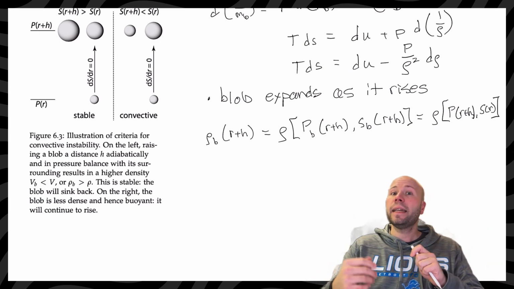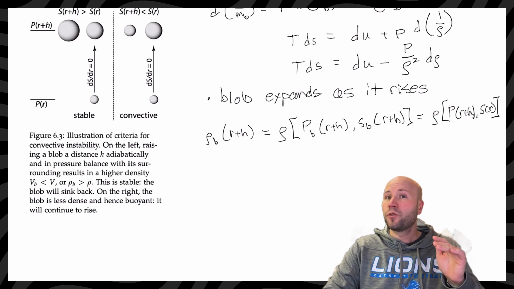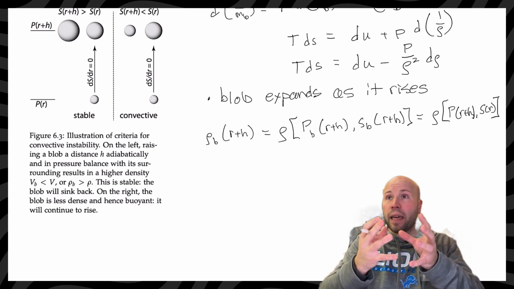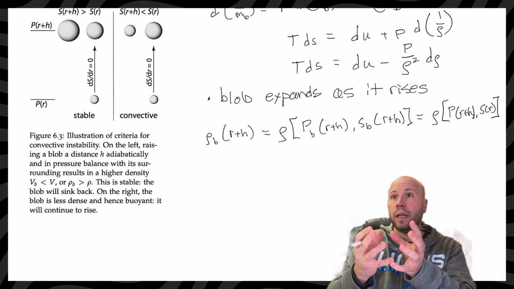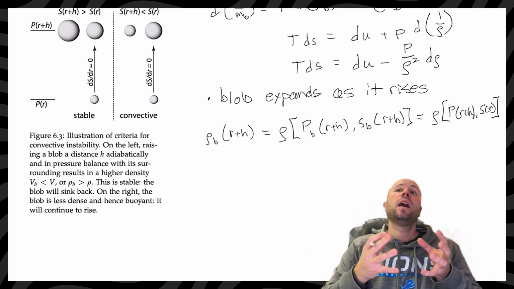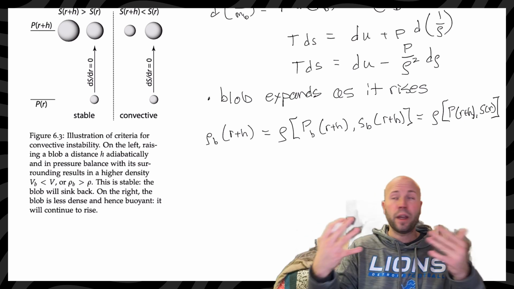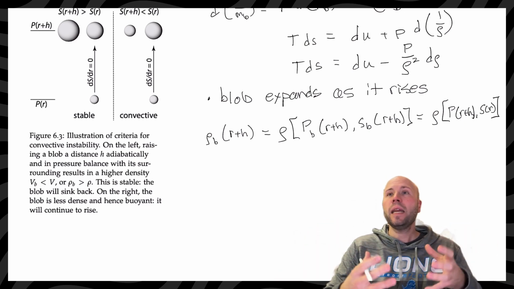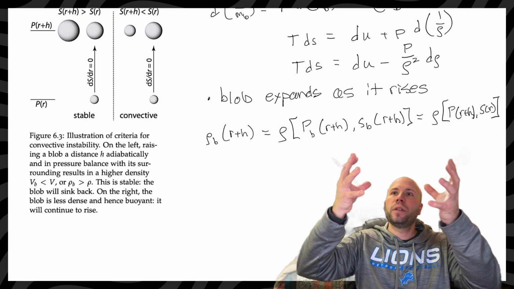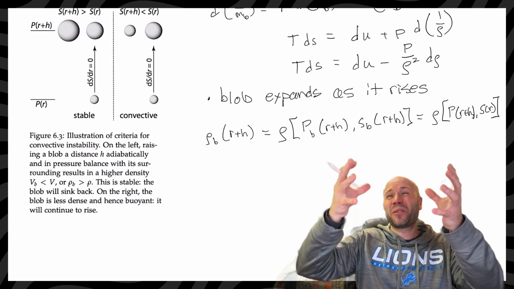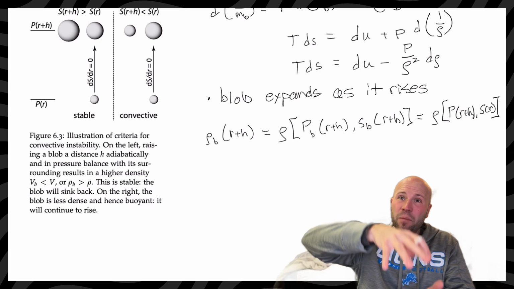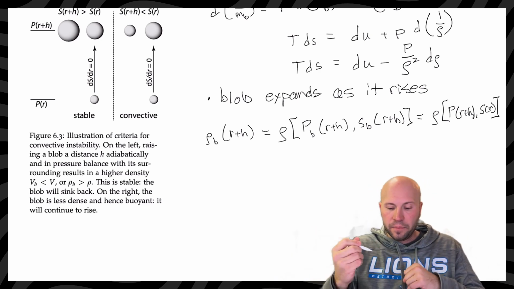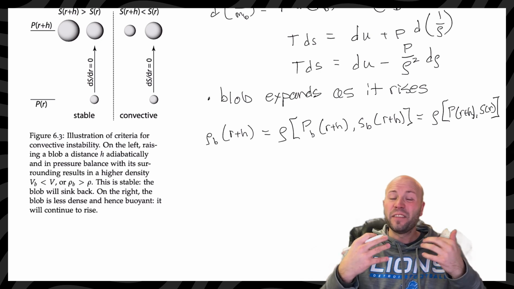That is, if the density of the blob at R plus H is greater than that of its surrounding medium, if it's denser than the medium it finds itself in, then it will not be buoyant, just like our boat, right? If the total density of the object that is trying to float is greater than water, meaning it doesn't displace more water than it weighs, it'll sink. Same with our blob. If the blob rises, maintaining pressure equilibrium, but remains denser than the surrounding medium, then it will not experience a net buoyant force. It'll fall back down. And so those are the scenarios in which we're going to find convective stability.